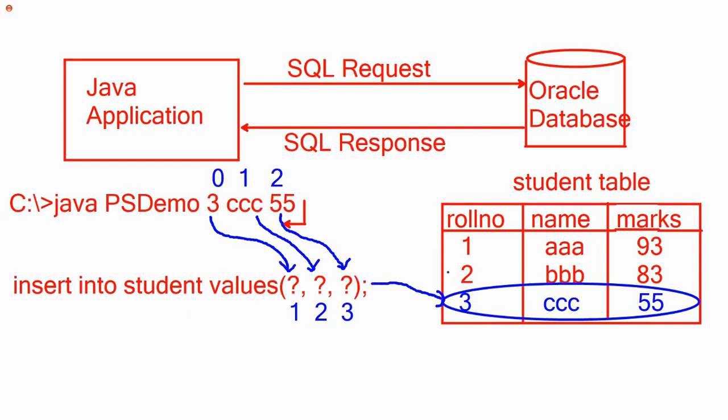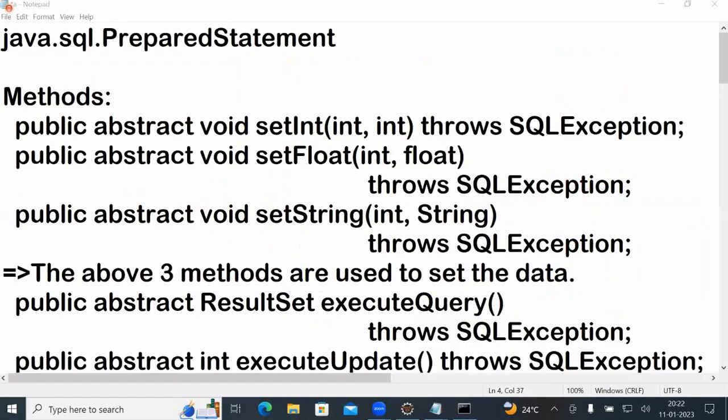Later, from an HTML page, we will enter data. In the HTML page we will enter, a servlet program will receive it, and the JDBC program will insert the data in the database. That you will see later. That is a real-time application. Presently I'm using command line arguments. How to receive and how to use command line arguments, in Eclipse also I'll teach.